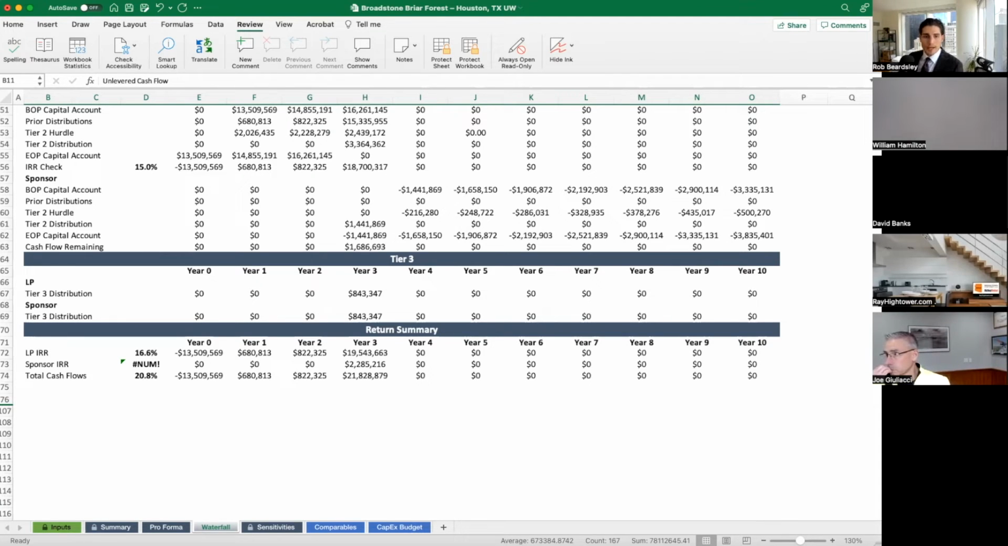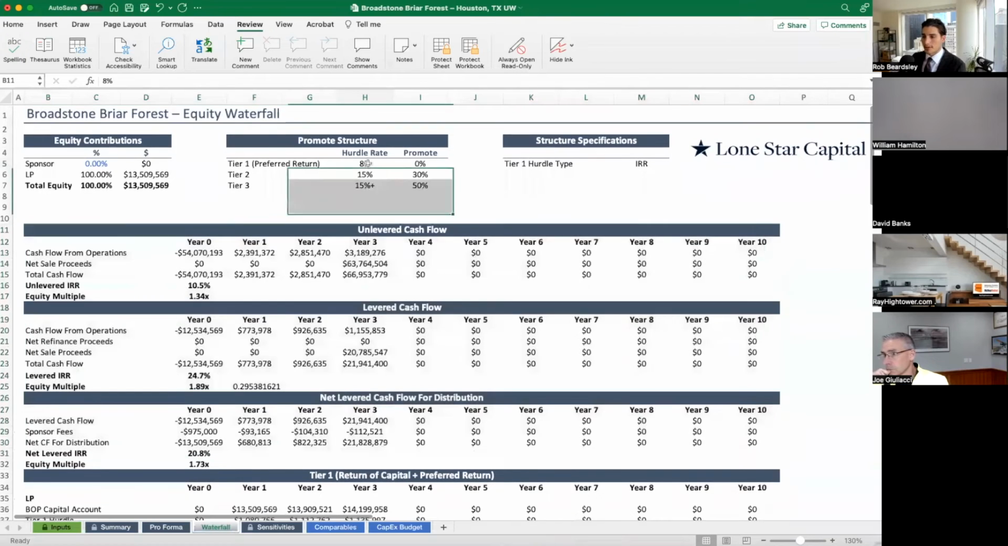Mark is asking about, based on my comment about the pari passu, is there a way in your underwriting model to not underwrite a pref or waterfall, but instead take your 30% split off of all cash flows, refi, and sale? Yes, of course. There's multiple ways to do it.